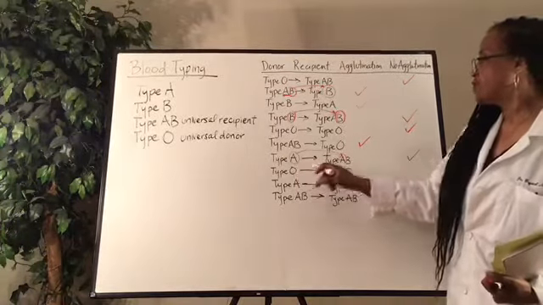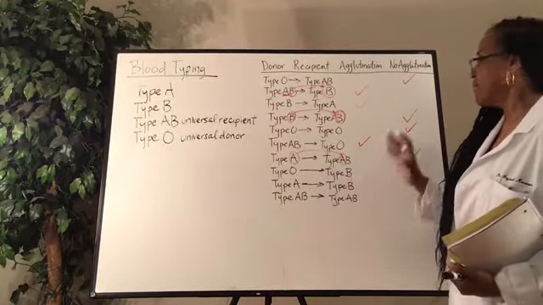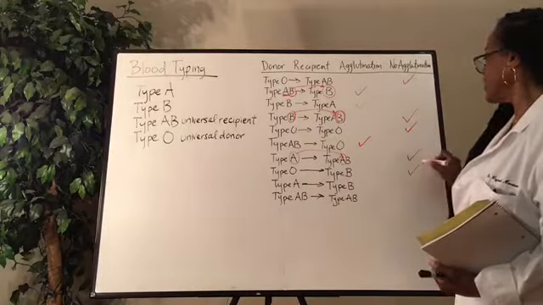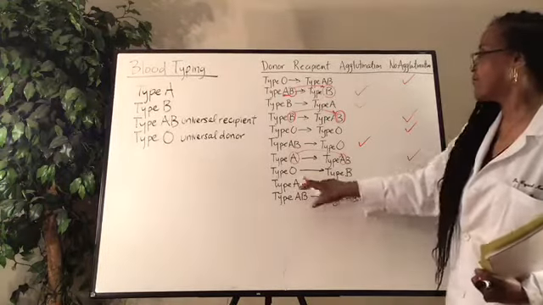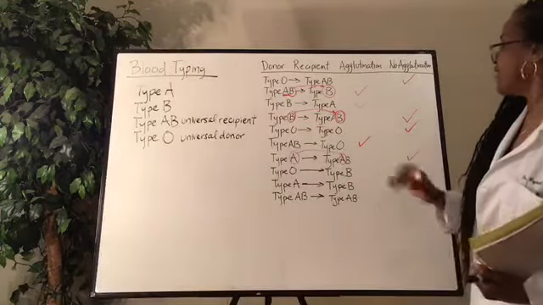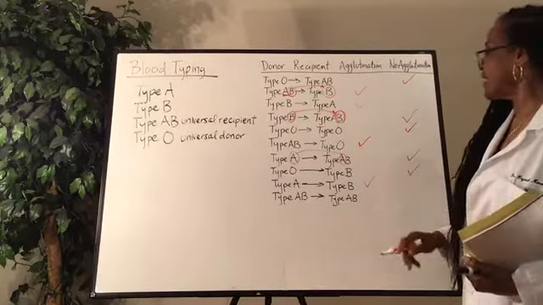Type O is the universal donor, wants to donate to type B. That's perfectly fine, no agglutination. Type A wants to donate to type B. Did I do that before? No. Type A wants to donate to type B. You know that's a big problem, so that's going to be a clot, agglutination.